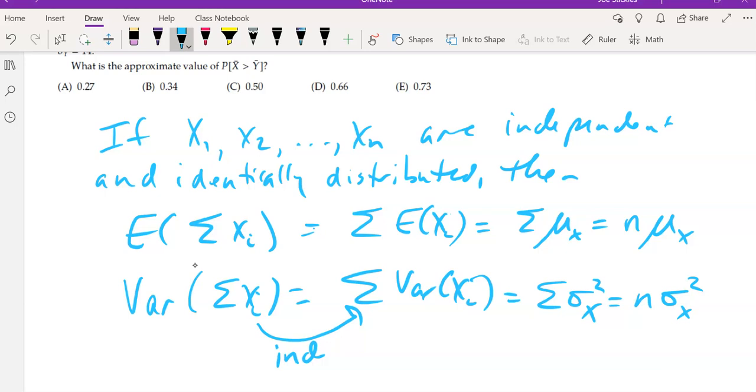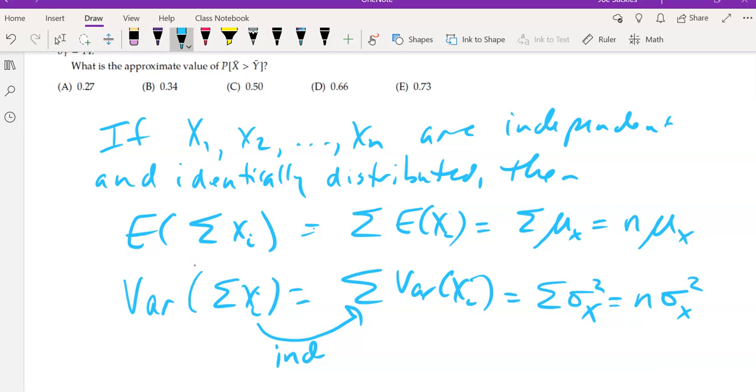So when they are independent and identically distributed, the distribution of the sum has a mean that is n copies of the mean, and a variance that is n copies of the variance.